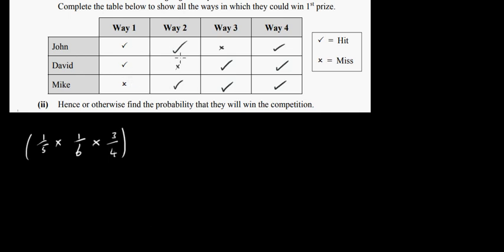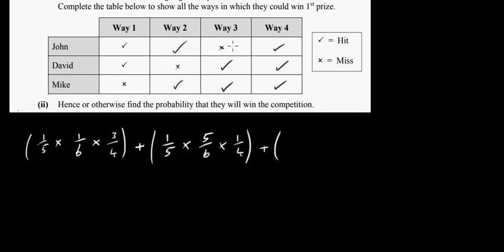Now the next possibility is this one here. So you would say "or" means you add in probability. So we're going to look at John hitting, which is 1/5. David missing, so that's going to be 5/6. Remember, hitting was 1/6, so missing is 5/6. And then we want Mike to hit, so that was 1/4.